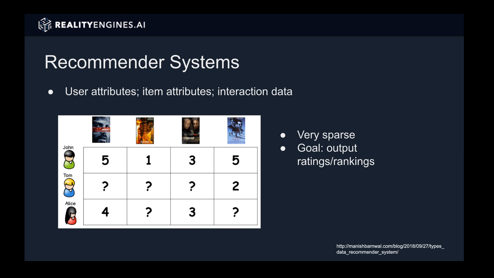And the goal of a recommender system is to output ratings or rankings for these unseen entries. So maybe Tom has not yet seen a James Bond film, so we want the recommender system to guess what rating Tom would give that movie if he had watched it. Something very similar is outputting rankings. So we might want to output the top 20 movies that Tom would like that he has not yet seen.